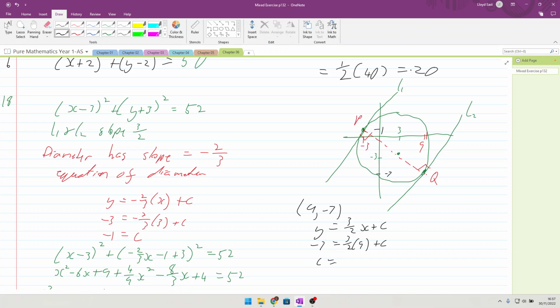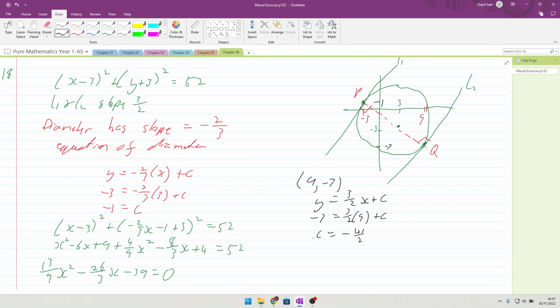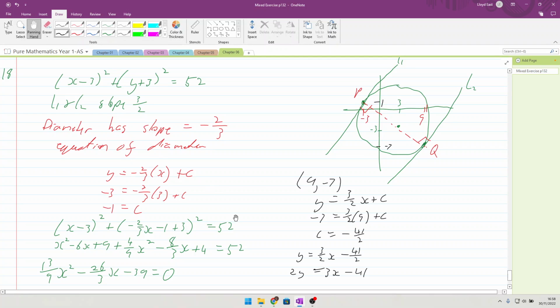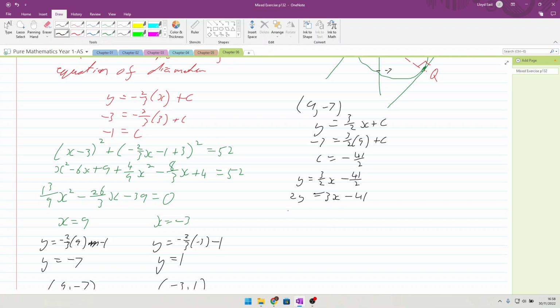So c equals minus 7, take away 3 over 2 times 9, is minus 41 over 2. Okay, which gives us y equals 3 over 2 x minus 41 over 2. Multiply everything by 2, so we get 2y equals 3x minus 41, and they wanted it all written out, equals 0. So 3x minus 2y minus 41 equals 0.